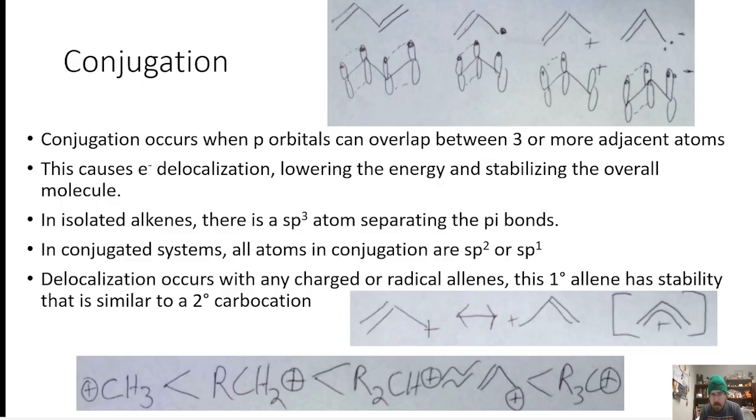Now remember, in radical stability, this allylic radical was higher than the tertiary. But in terms of carbocation, it's below the tertiary.